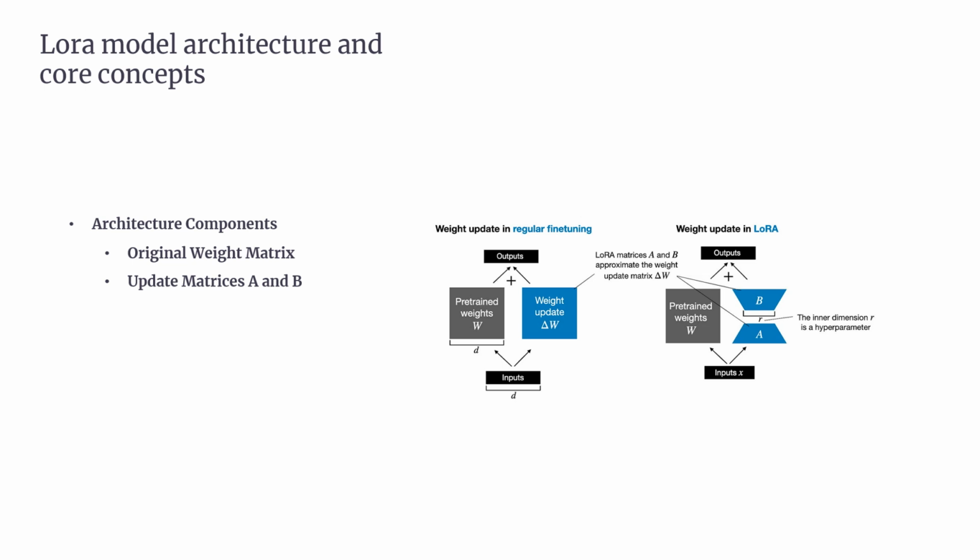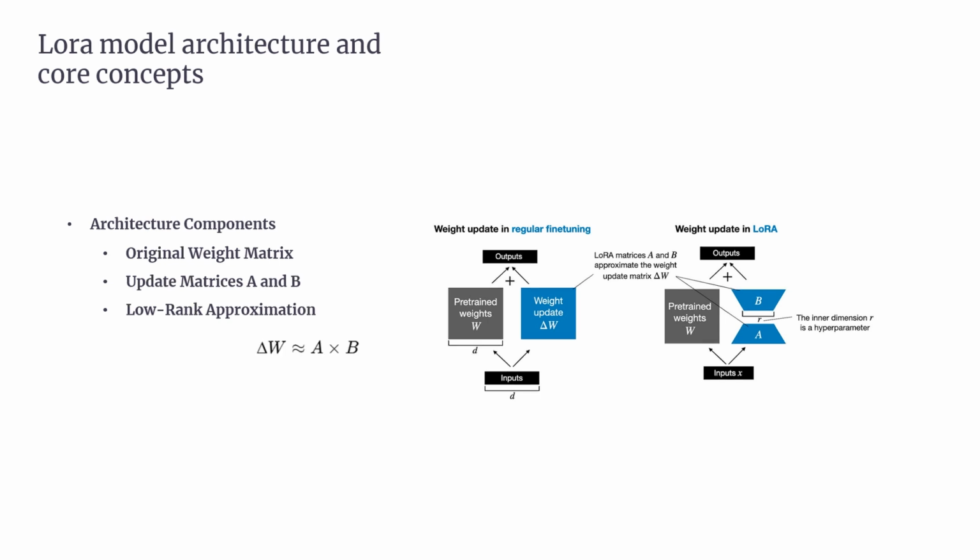3. Low-rank approximation. The update to the weight matrix W is approximated by multiplying matrices A and B. ΔW equals A multiply B. This approximation drastically reduces the number of parameters we need to update, making the fine-tuning process more efficient.